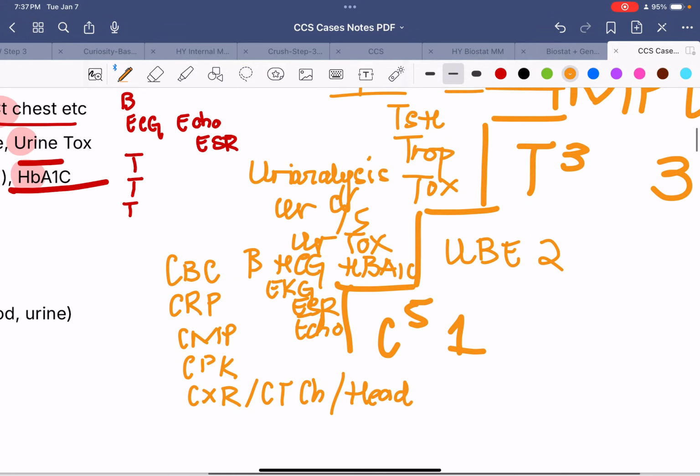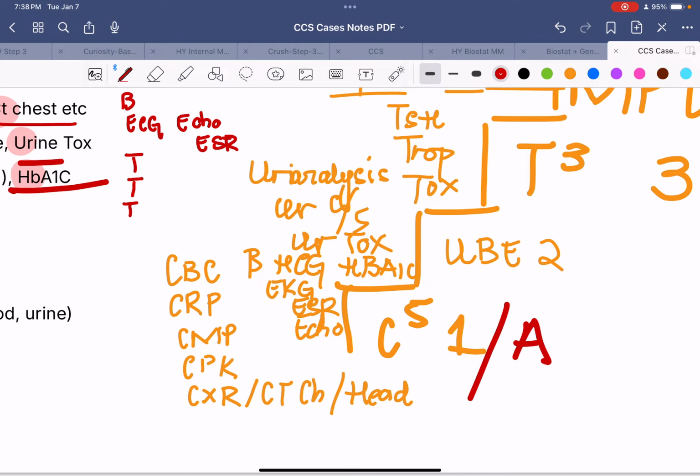So let's do a quick review of our steps. Let's begin. In the cube, first of all, we have C raised to the power 5. This is our step number 1 or step number A. In the C, we have CBC, then CRP, then creatine phosphokinase, and complete metabolic profile along with chest x-ray, CT of the chest or head.